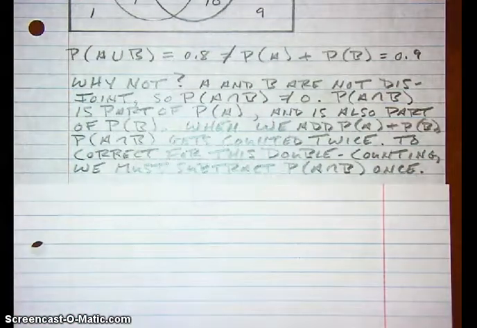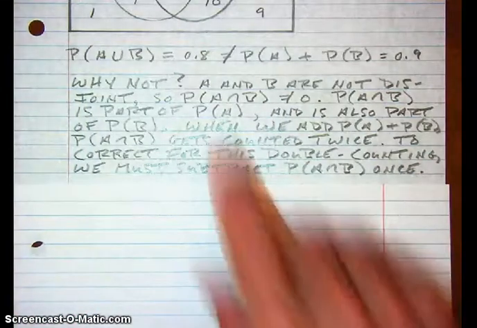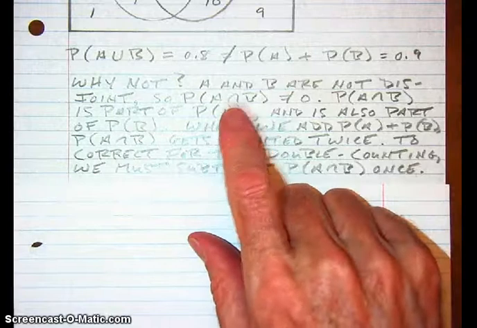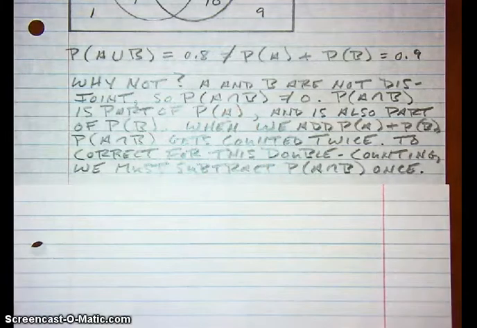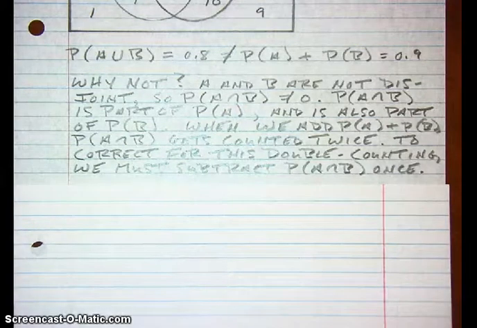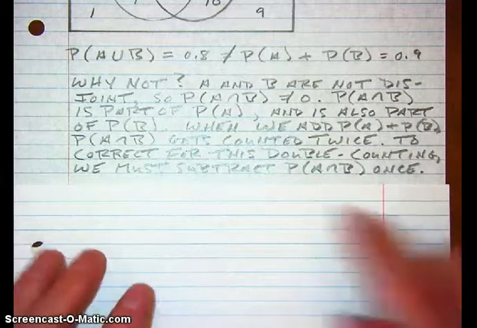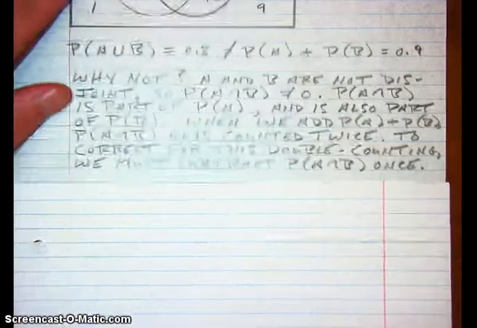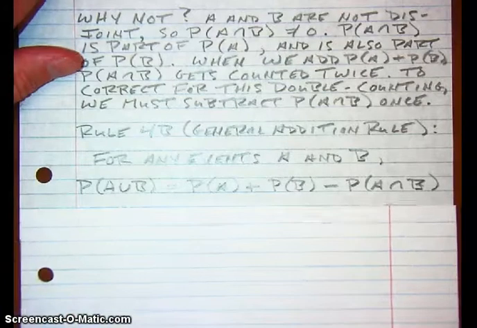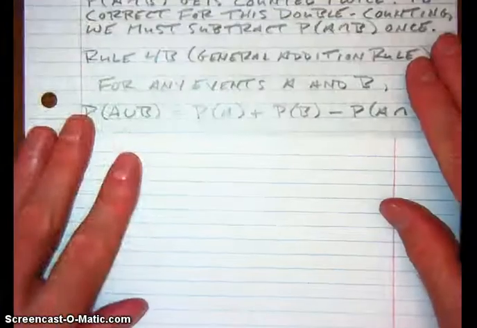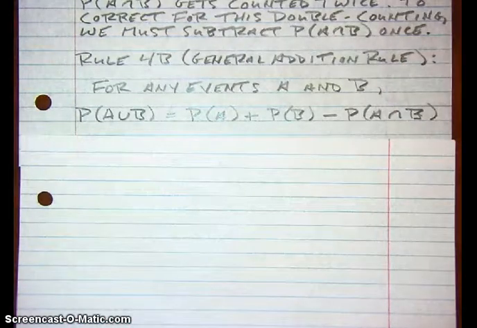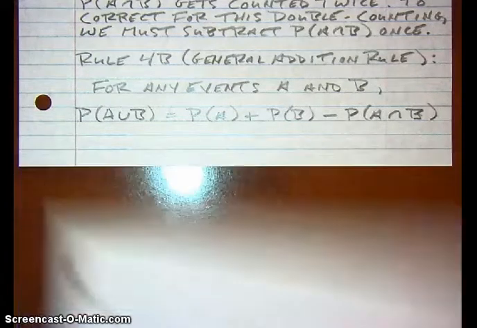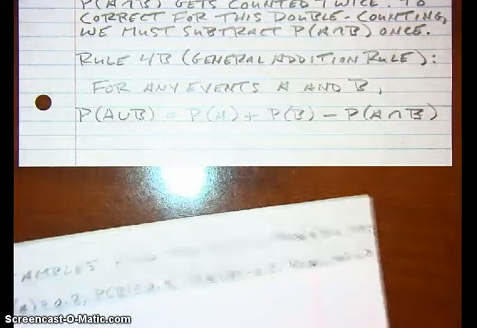If you add up those two probabilities, you're counting the probability of A and B twice. And since in this situation, if A and B are not disjoint, that probability is not 0, you're double counting something. And in order to correct for that double counting, we have to subtract the probability of A and B once. And so this gives us the general addition rule. For any two events A and B, the probability of A or B is equal to the probability of A plus the probability of B minus the probability of A and B. Let's look at some examples that illustrate this.